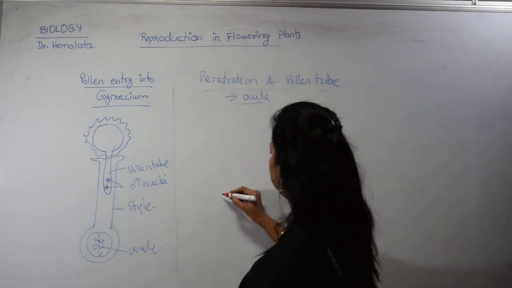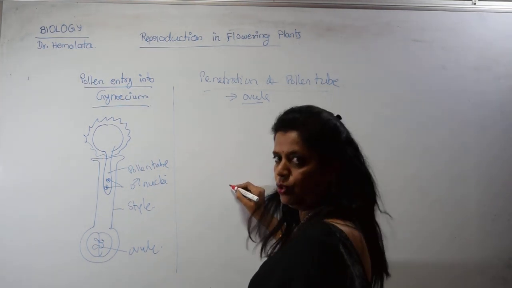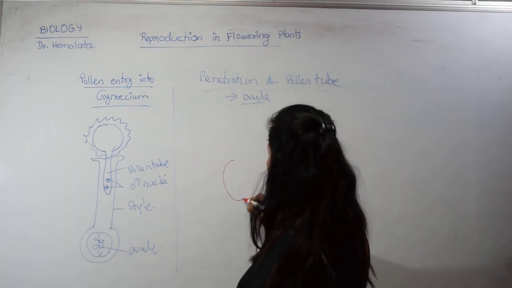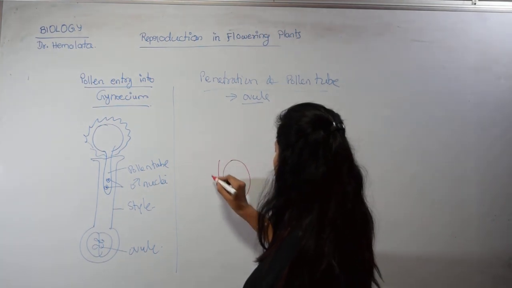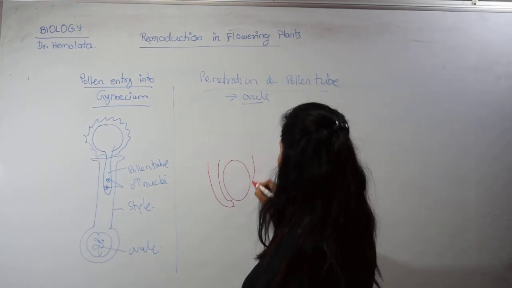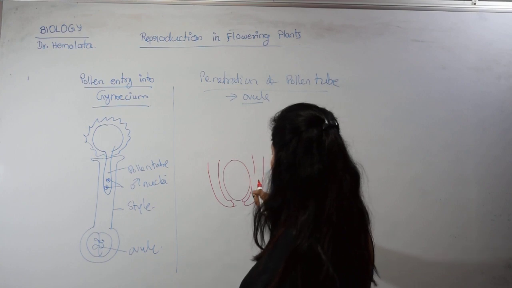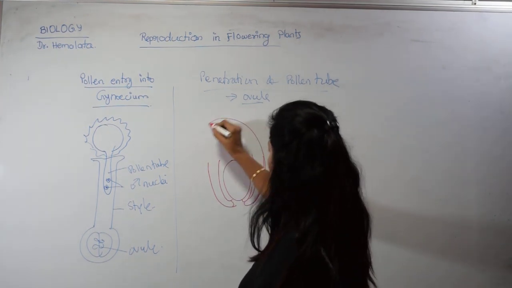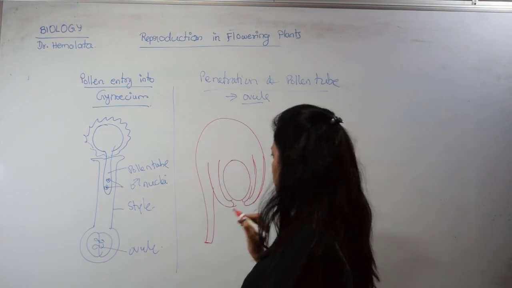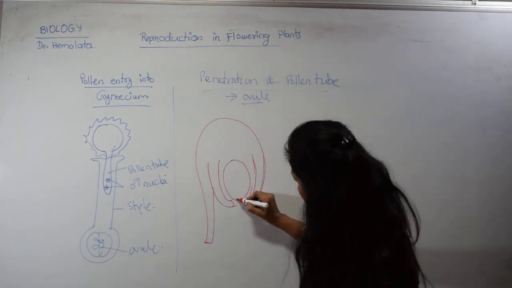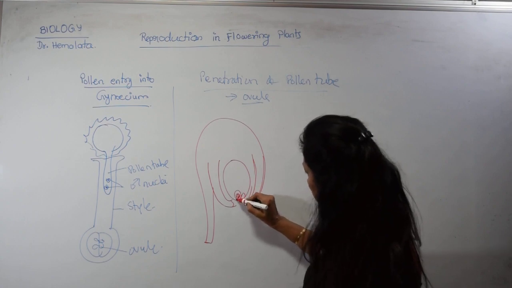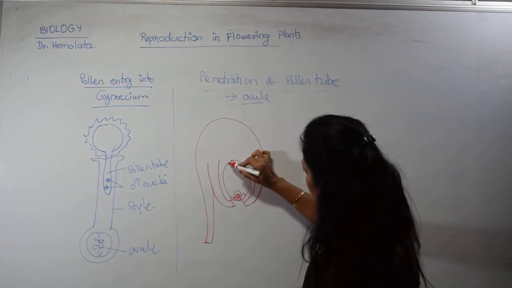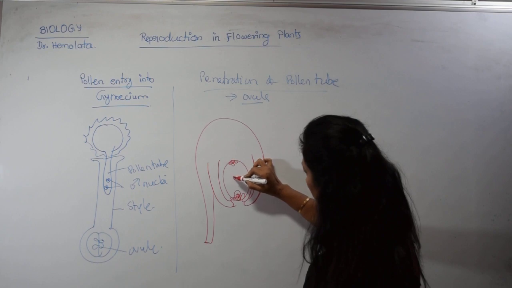Imagine this is the ovule. Already I have told you how the ovule is. Imagine this is the embryo sac. These are the integuments, right? So this is the complete structure of the ovule. It is like this with the stalk. Here is our egg cell. Here are the 2 synergids. Here are the antipodals and here are the polar nuclei.